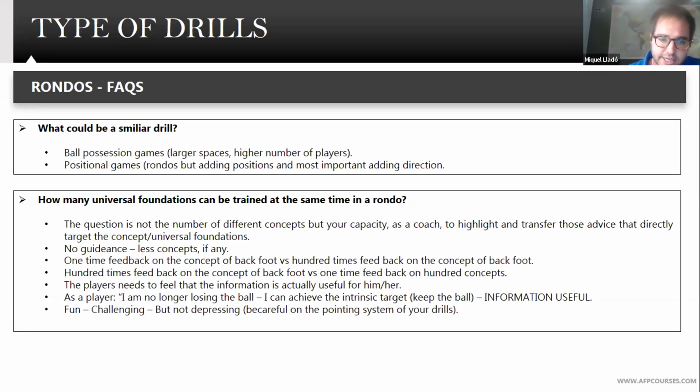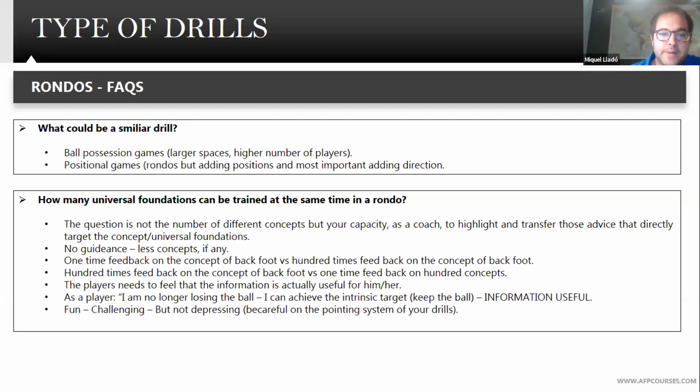And this is the second box. It's even more important. I think you have to pay a lot of attention to this. How many universal foundations can be trained at the same time? I was telling you that the rondo directly targets concepts such as back foot, ball never stops, attack the ball, body profile, visual fake, but how many of them can we really include in one rondo?